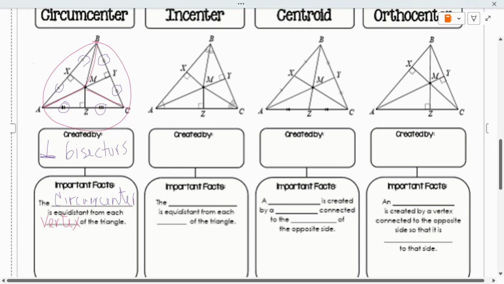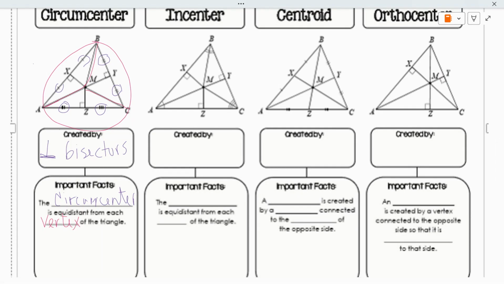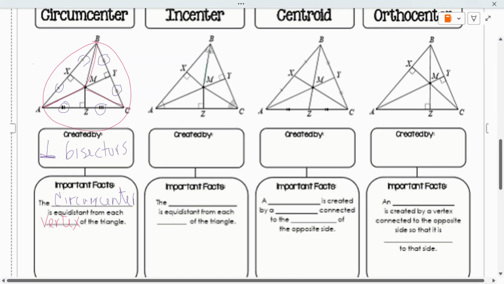All right. When I look at this next triangle, I know it's the incenter, and I recognize it because these are angle bisectors. The only thing that I'm being told about them is that I'm bisecting an angle. This angle right here is broken into two congruent pieces. This angle is broken into two congruent pieces. So these are created by angle bisectors. And the incenter is equidistant from each side of the triangle.